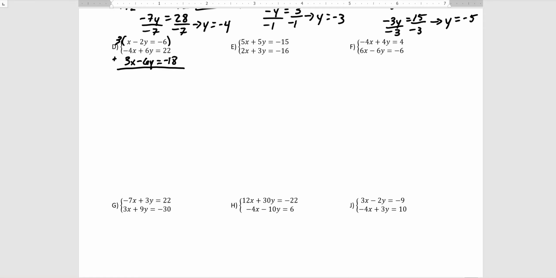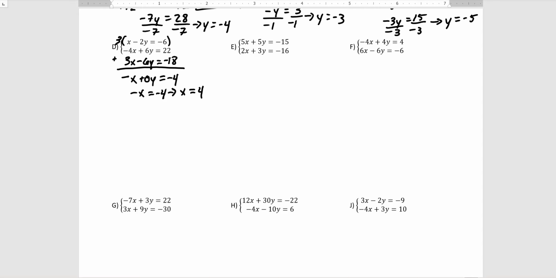When I do that, I get negative 4x plus 3x. That will give me negative 1x. 6y plus negative y would be 0y. And 22 plus negative 18 would be negative 4. So I'm left with negative x equals negative 4, which tells me that x equals 4.